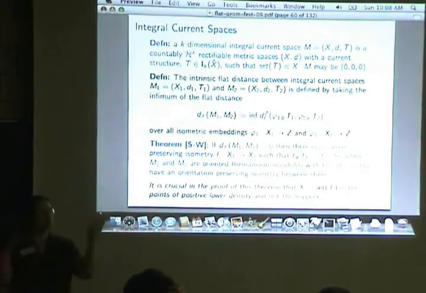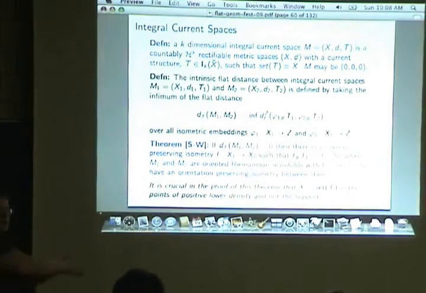So before it was orientation preserving, now it's current preserving. So we have a map which takes orientation to orientation, multiplicity to multiplicity. That's all that really means. Okay, so we can take oriented regions, go to this oriented the same way, and if there's multiplicity 2 here, it goes to multiplicity 2 there.